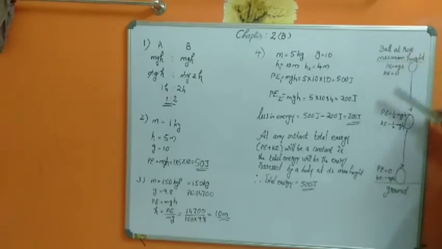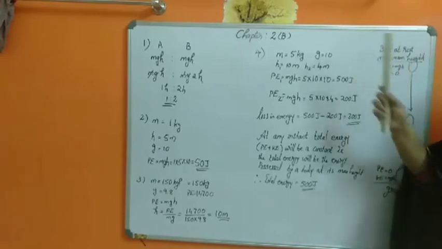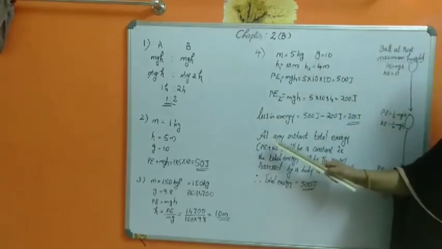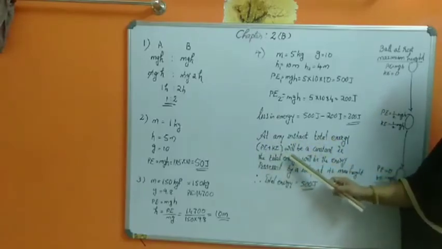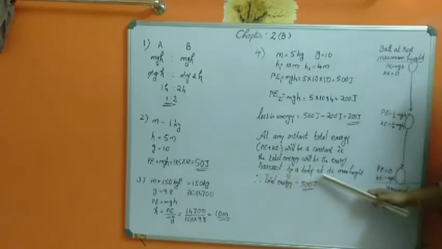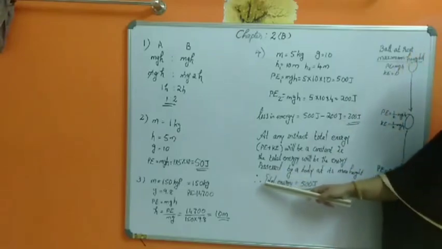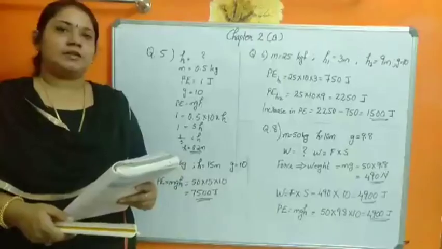So at all instants throughout the free fall of a body, total energy will be its potential energy at the maximum height. I will explain this portion afterwards when we go through the derivation in chapter 2C. So at any instant, total energy, that means the sum of potential energy and kinetic energy, will be a constant. That is, the total energy will be the energy possessed by a body at its maximum height. That is, total energy is equal to 500 joules.